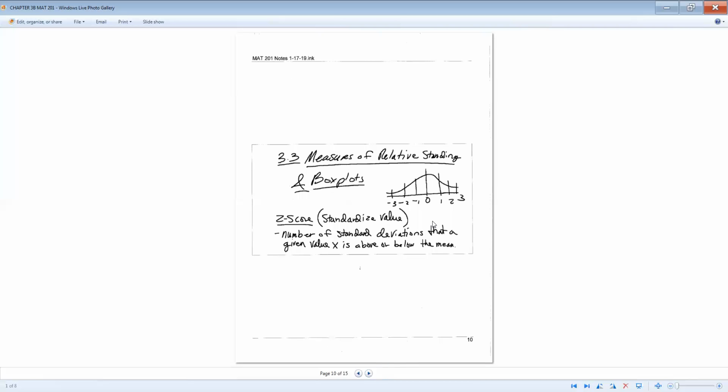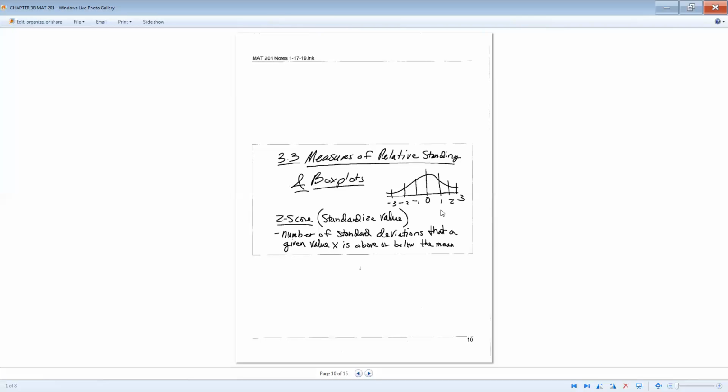Measures of relative standing and box plots. We start off with Z-scores, just a standardized value. It gives a standardized way of looking at our data values. It's the number of standard deviations that a given X is above or below the mean. So we'll be able to be more precise with the positioning of our data values in comparison to the mean.